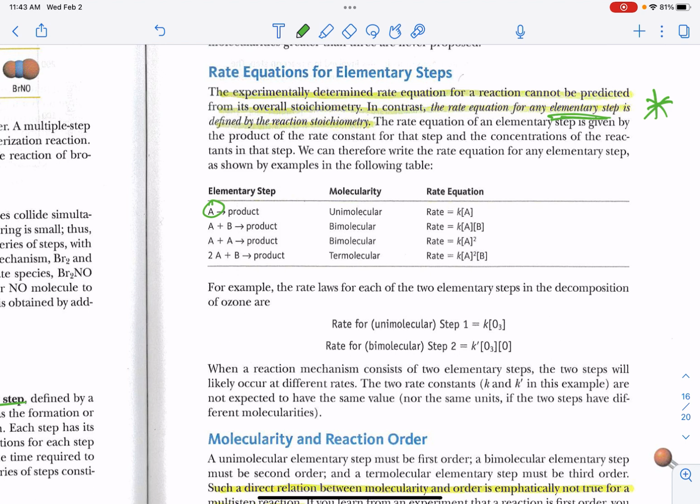We can add several examples of bimolecular steps. Your 2 particles that collide might be different, or they might be the same. And a termolecular step would require 3 different particles, A plus B plus C, or 2A plus B, in order to generate that rate equation. And of course, those would be unlikely.